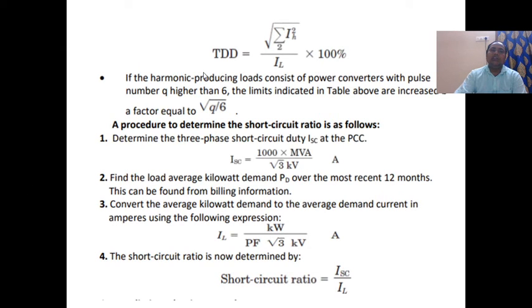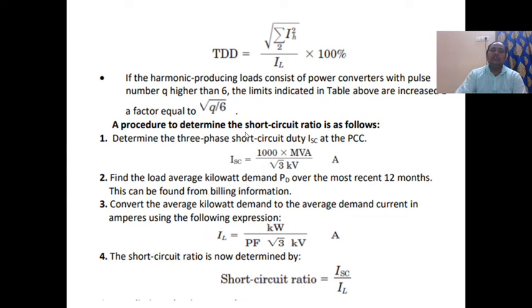So total demand distortion is equal to, already we know the formula. H is equal to H maximum, IH squared by IL. IL is the load current into 100%. If the harmonic producing loads consist of power converters with pulse number Q higher than 6, the limit indicates the table above or increased the factor of Q by 6.